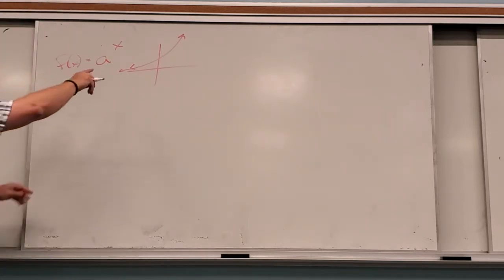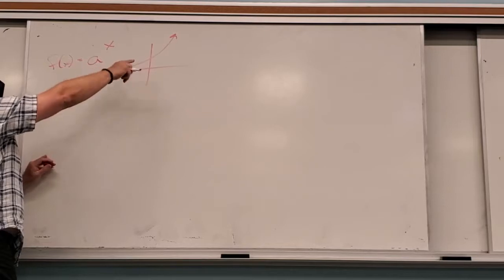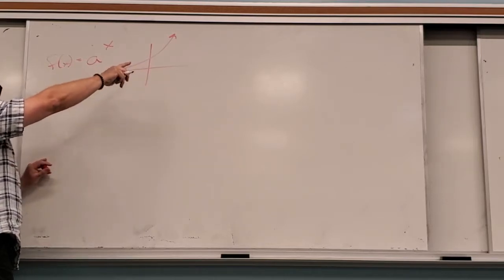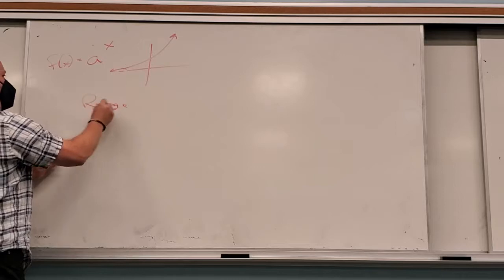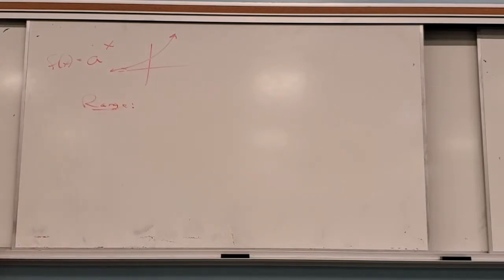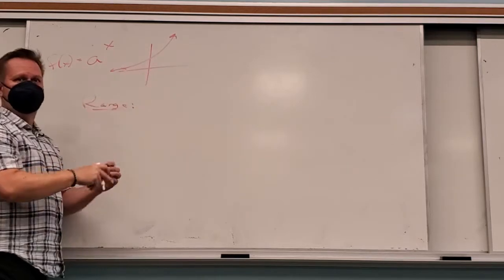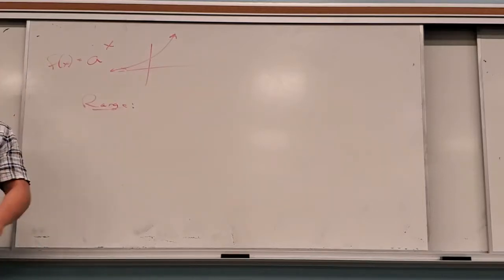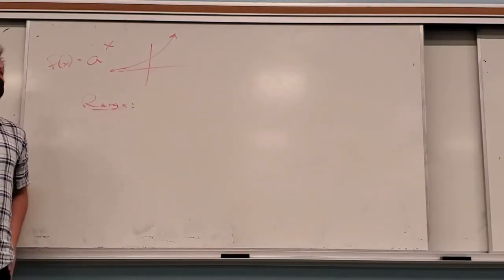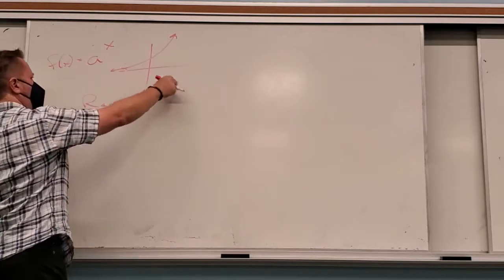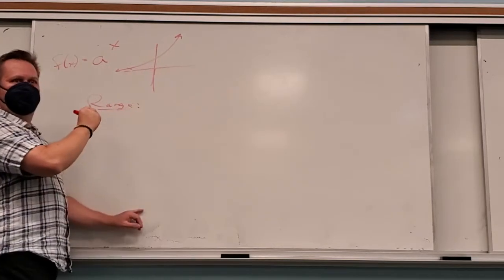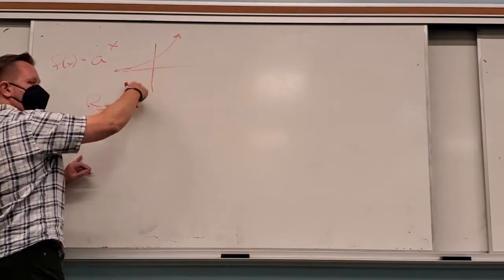I don't even tell you what a is. What is the range of this? What's the lowest possible output? Good, it can't touch zero, right? Are there any negative outputs? Where does the function go down here? Because that would be negative outputs, correct? Does the function ever get down here?